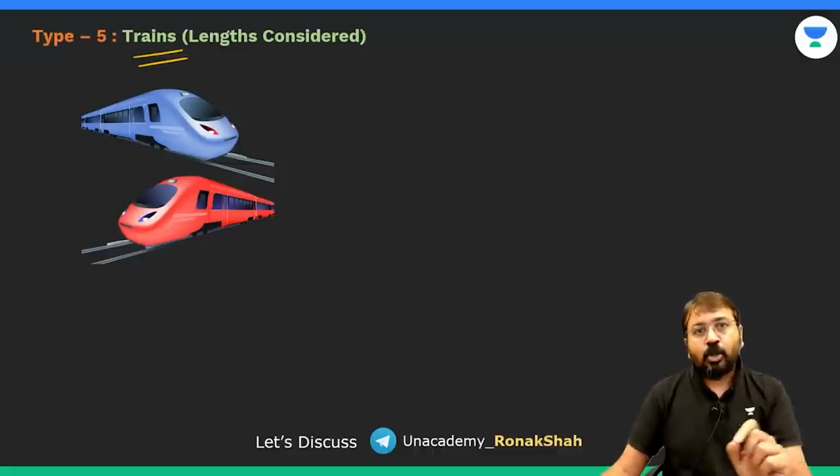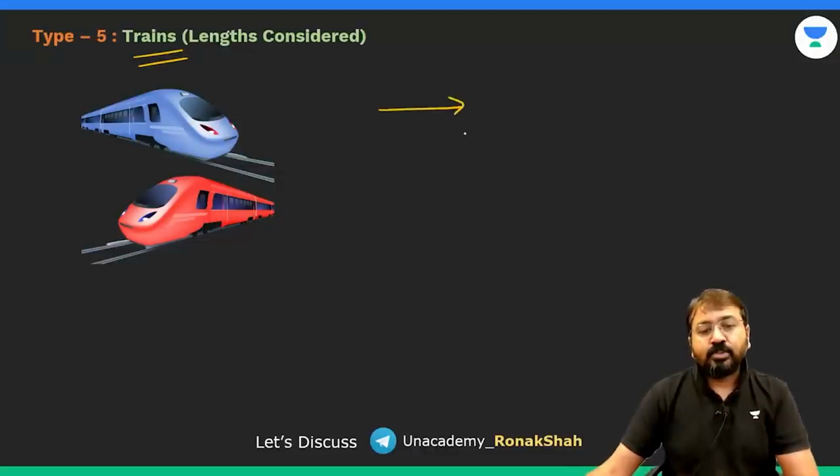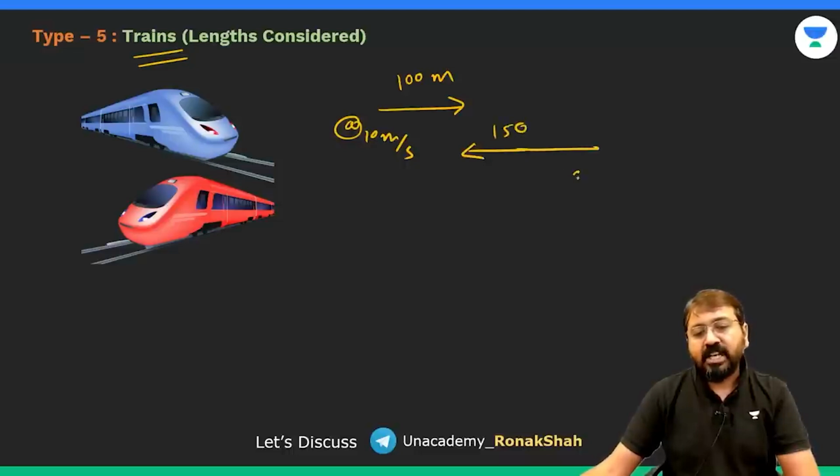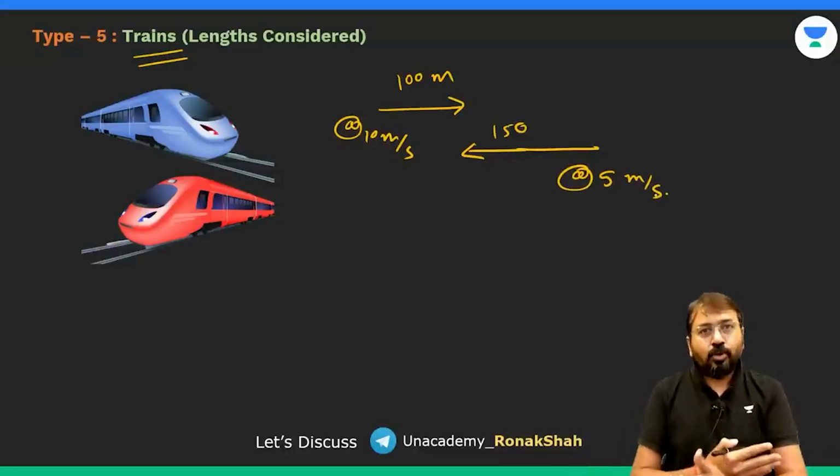But the question that I'm talking about is the one where there is one train which is 100-meter long, traveling at a speed of say 10 meter per second. There is another train which is 150-meter long, traveling at a speed of say 5 meter per second. So in how much time will both the trains cross each other?